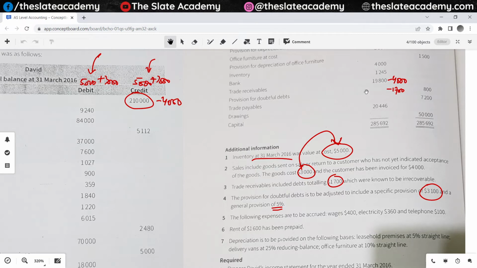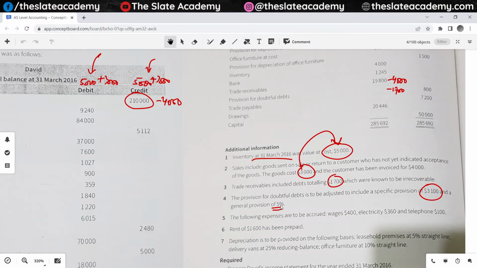Why not 19,800? Because first of all, 19,800 includes an amount of 4,000. These are the things which we haven't sold yet, so this amount needs to be removed. Then this 1,700, these are the people who I know are not going to pay me. I'm just writing off their debt from my book. So they are also not debtors. What remains is the number of actual debtors, and on those debtors, I need to provide this provision of 5%.